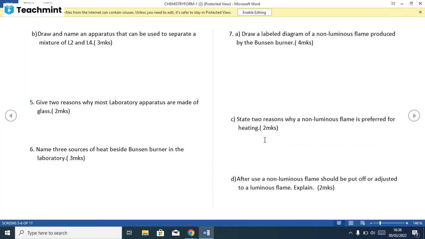Part C, read. State 2 reasons why a non-luminous flame is preferred for heating over the luminous. Non-luminous flame produces much heat than light. No, start by talking about the non-luminous, then the luminous, because we are talking about preferring non-luminous to the luminous. So non-luminous is what?